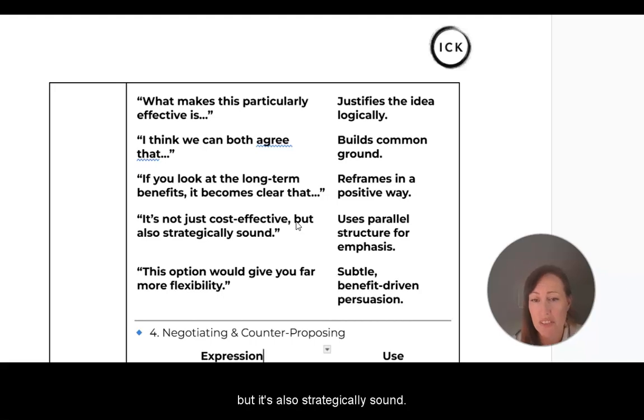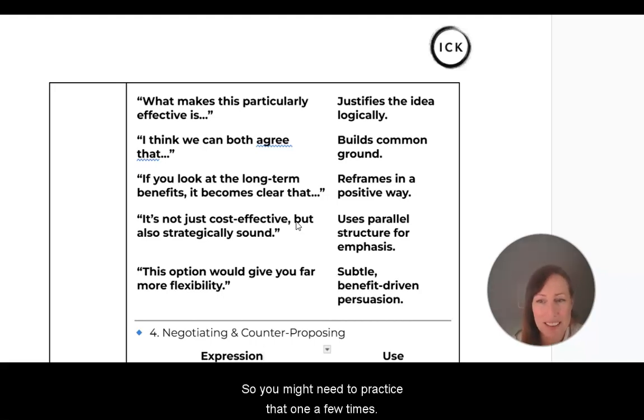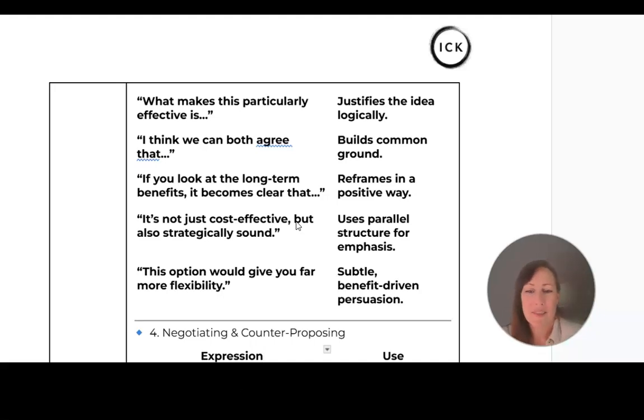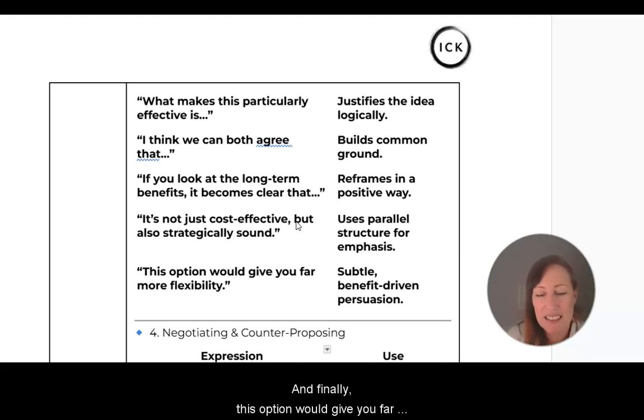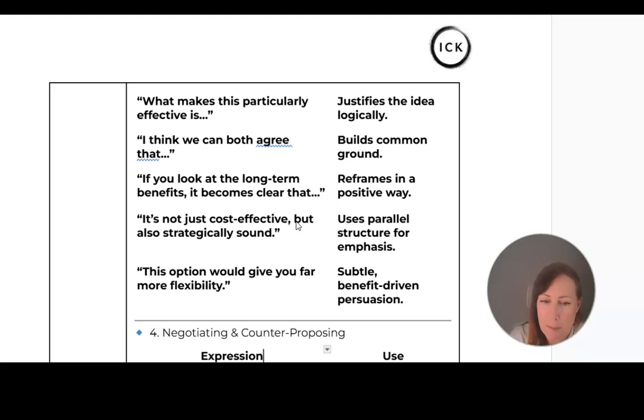It's not just cost effective, but it's also strategically sound. So you might need to practice that one a few times. And finally, this option would give you far more flexibility. So you're giving the benefits.